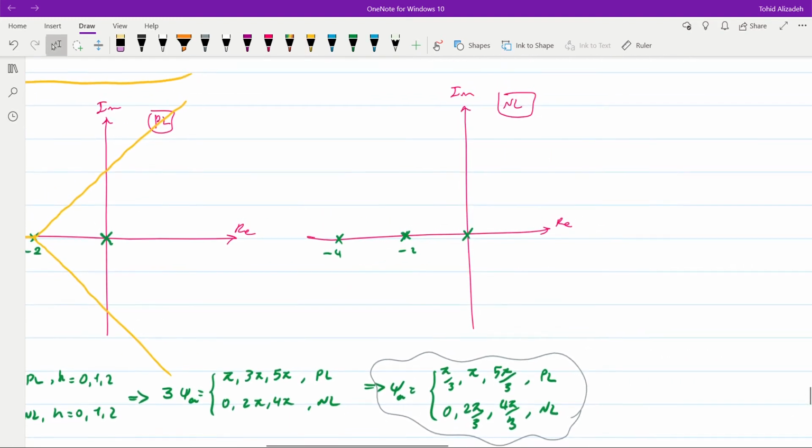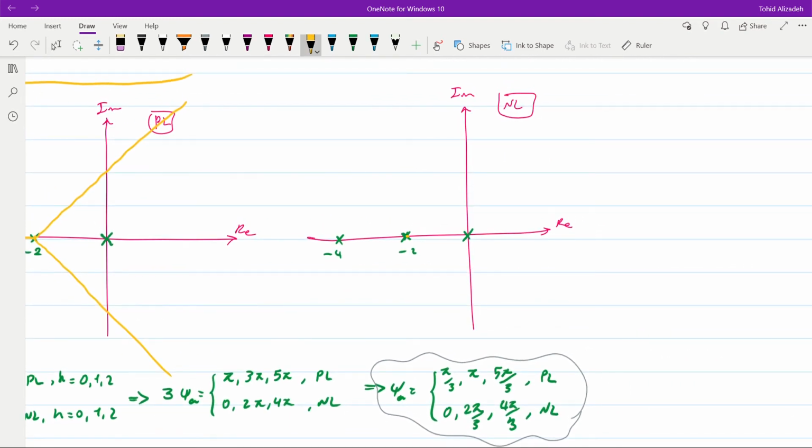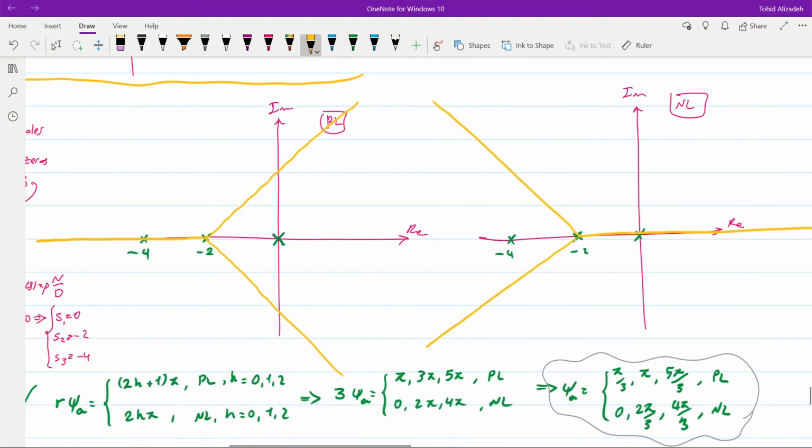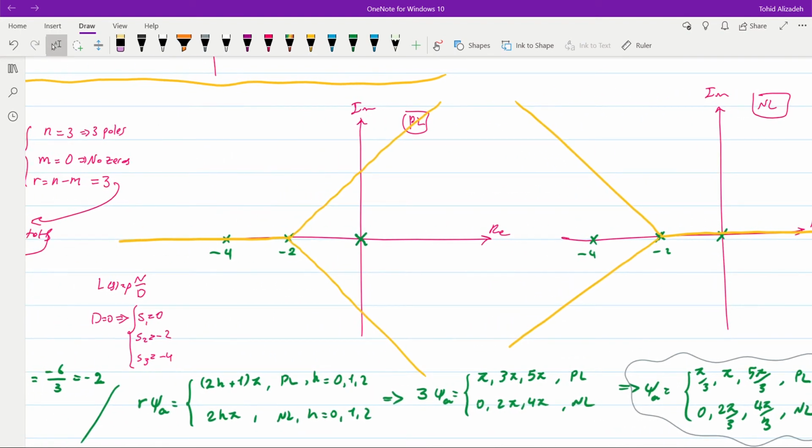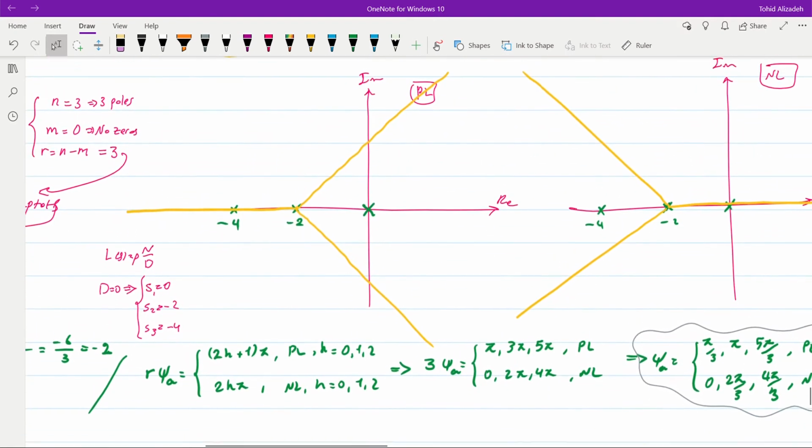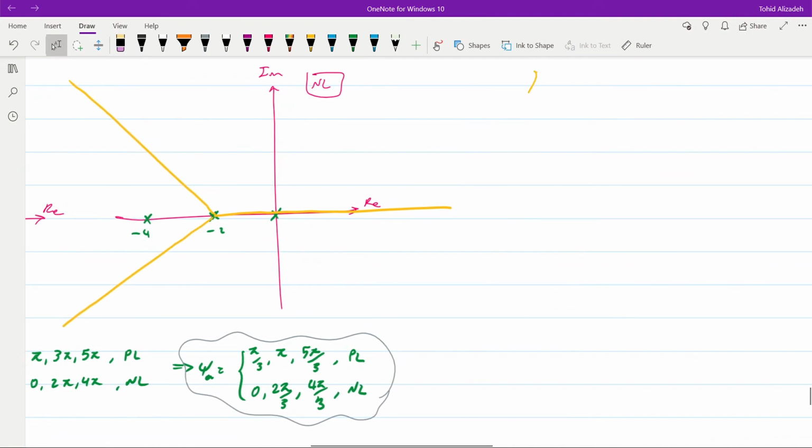For the negative locus, we'll have one asymptote with the angle of 0, which is over here. Then another one with the angle of 2 pi over 3, and the next one with the angle of 4 pi over 3. So what you see in orange are the asymptotes. We have the asymptotes for both the positive locus and the negative locus.